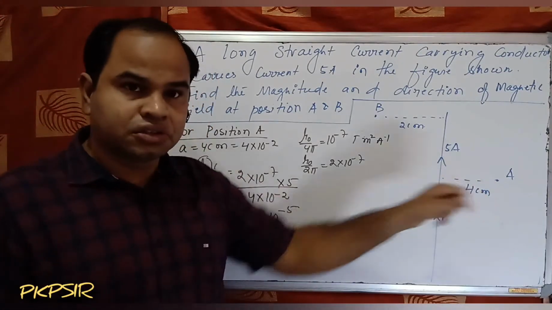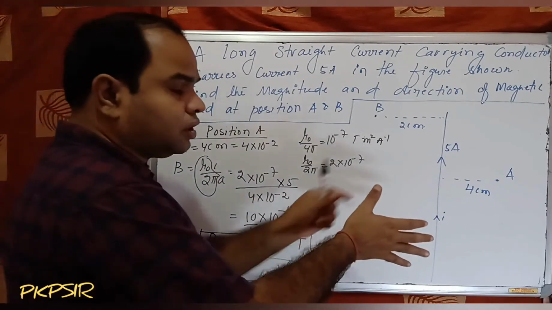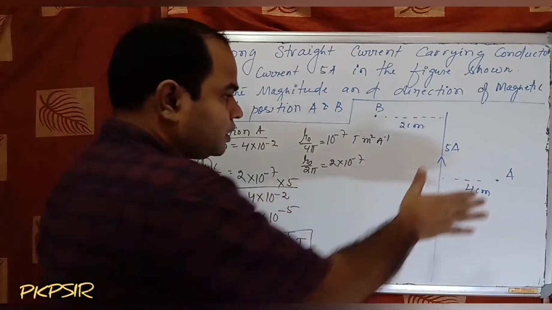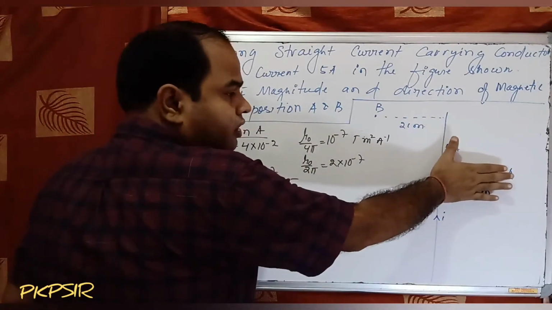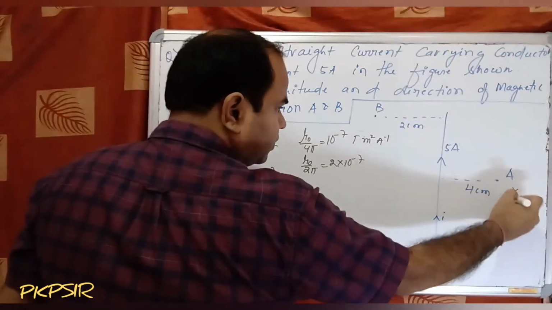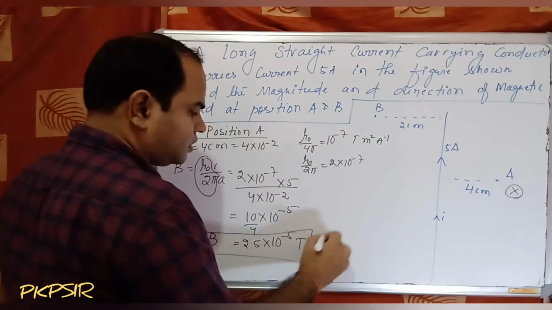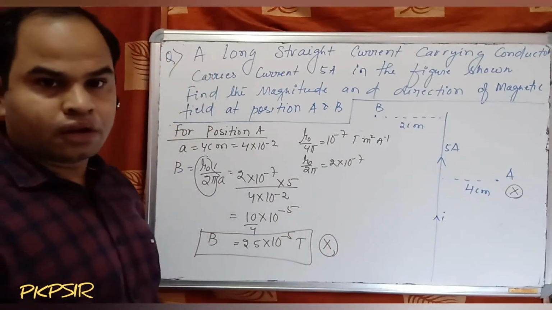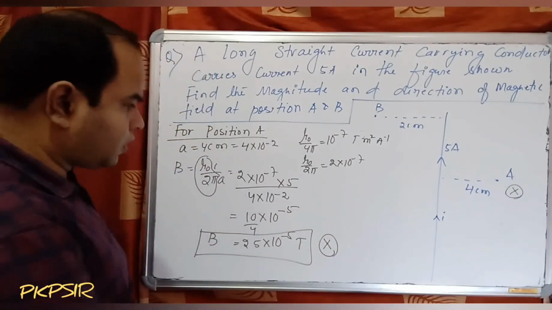What is the direction? The current is upward and the position is point A, so the direction of the palm is inward. So the direction of the magnetic field is inward.